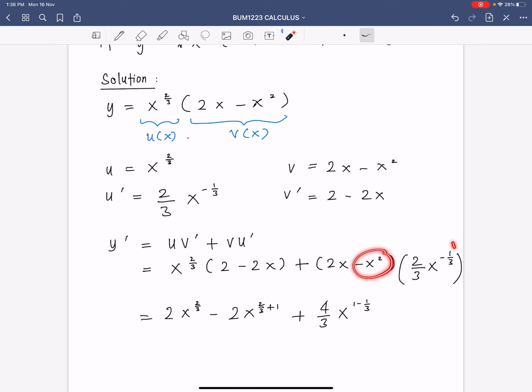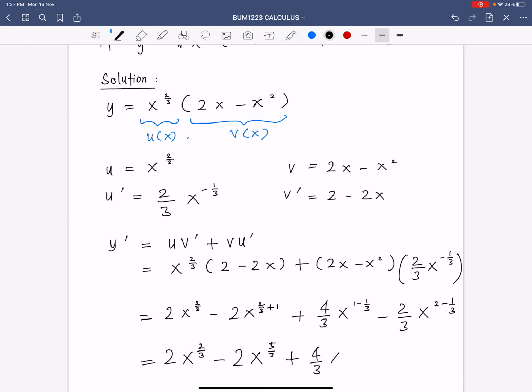Next we have minus x squared times this, so minus 2/3 x to the power of 2 minus 1/3. This is equal to 2 times x to the power of 2/3 minus 2 times x to the power of 2/3 plus 1, which is 5/3, and then plus 4/3 times x to the power of 2/3, and then minus 2/3 times x to the power of 2 minus 1/3, which is 5/3.